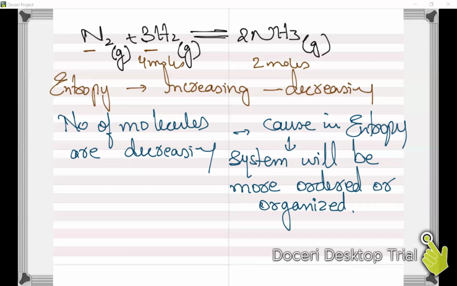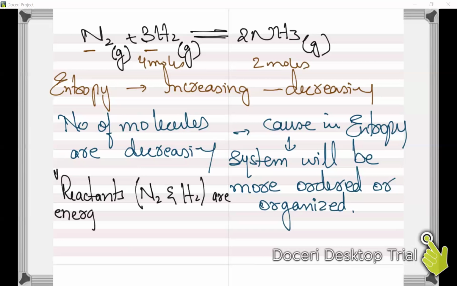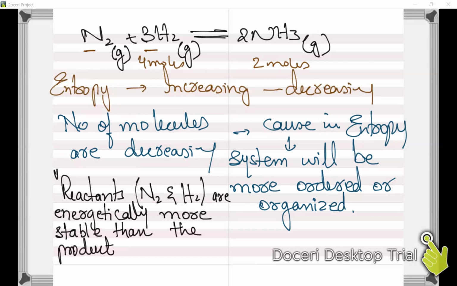Or we can also make a statement, and that statement is that the reactants N2 and H2 are energetically more stable than the products NH3.